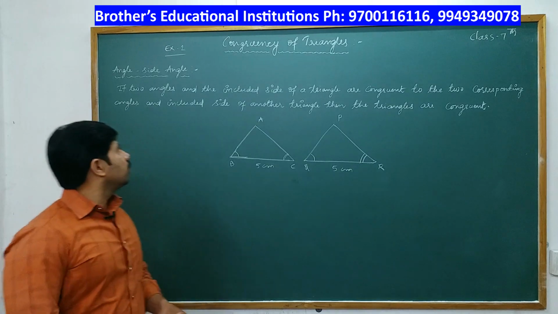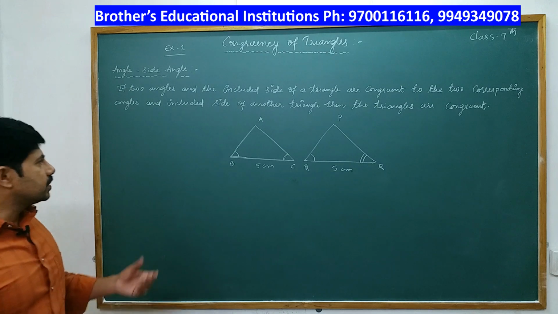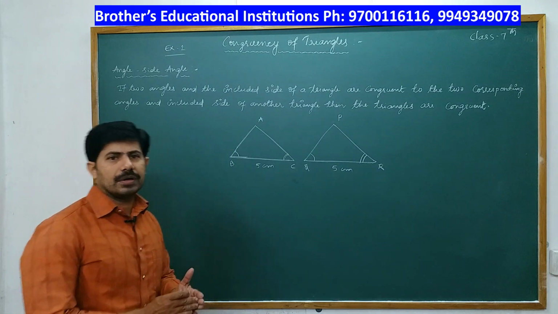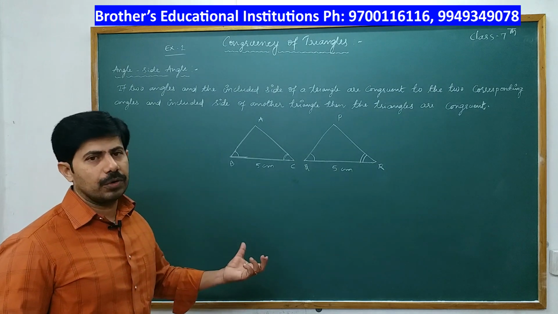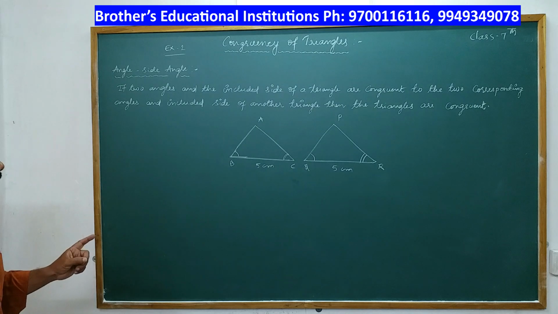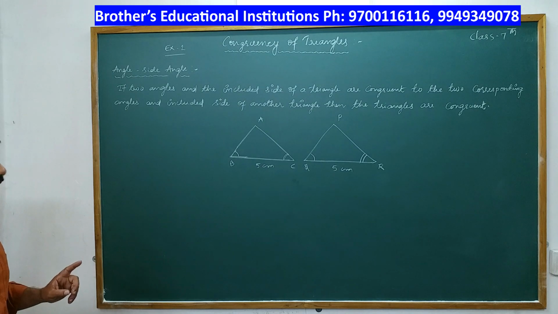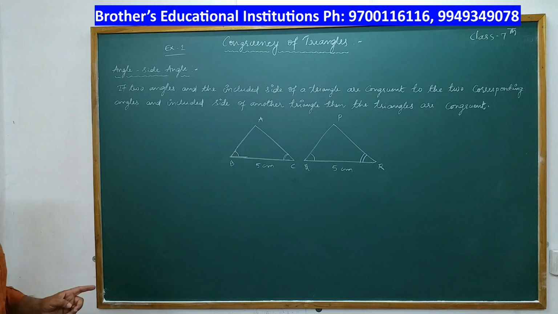So now next one we have the angle side angle property. This angle side angle property is a way to prove two triangles congruent. According to this, if two angles and the included side of a triangle are congruent to the two corresponding angles and the included side of another triangle, then the two triangles are congruent.